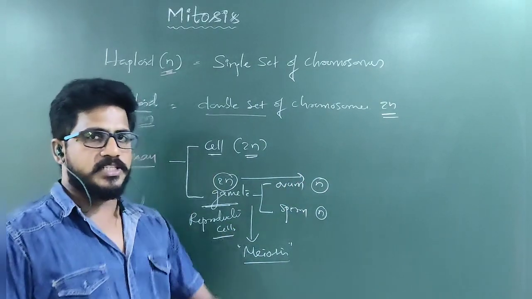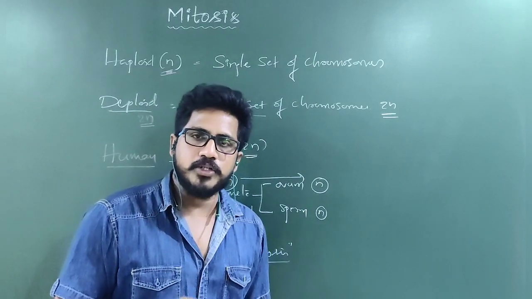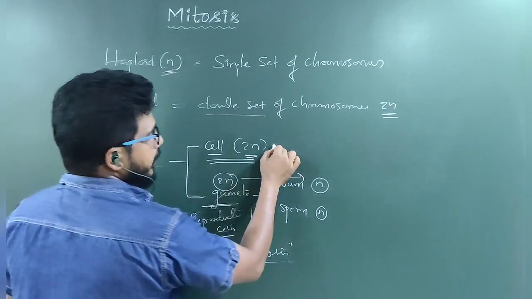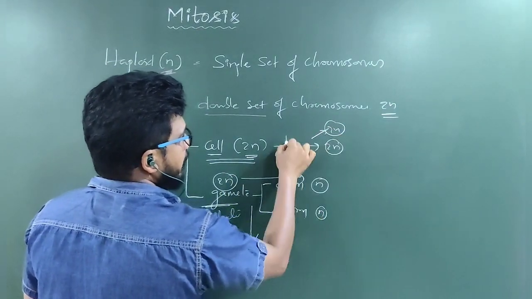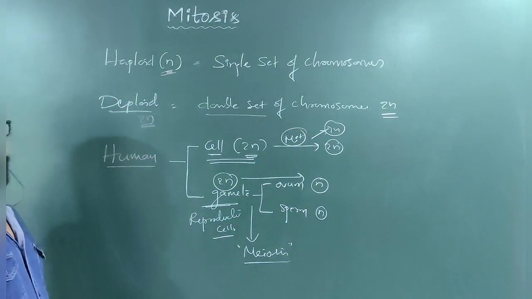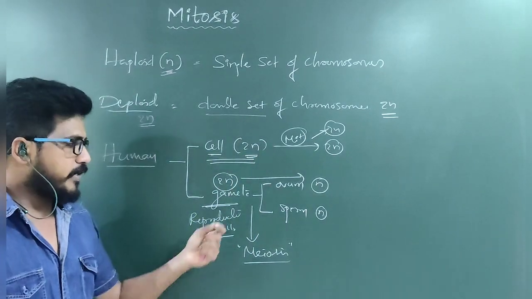About meiosis, we will discuss in the next session, guys. This entire session belongs only to mitosis. So this is diploid. A diploid cell gives two diploid cells by mitosis, right? All vegetative cells are divided through mitosis. Reproductive cells are divided through meiosis.